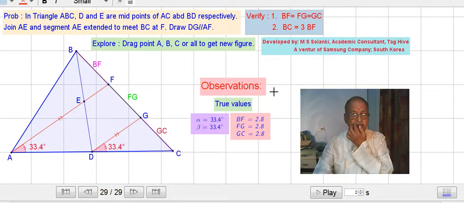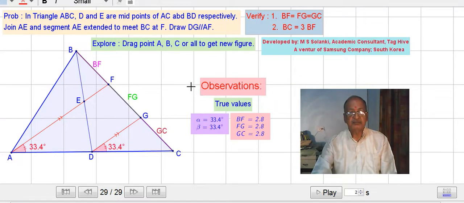Now, at this stage, in our observation, we are getting true values. Alpha is this angle, beta is this angle, and both of their values are coming 33.4 degree. And BF, this line segment BF is 2.8 unit, FG is also 2.8 unit, GC is also 2.8 unit.